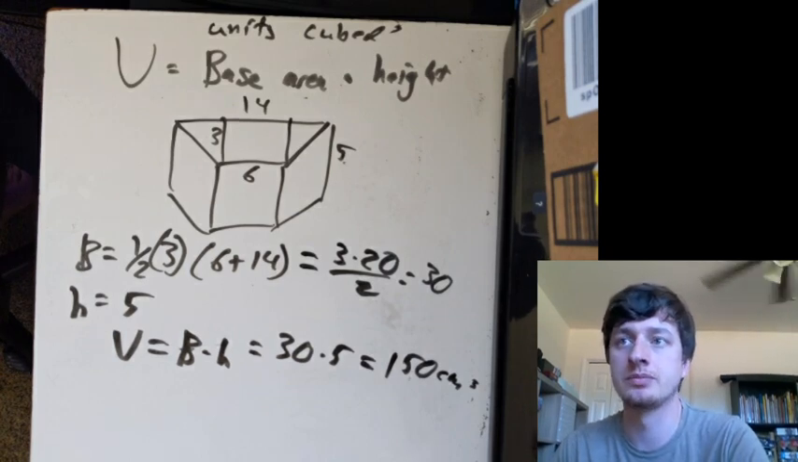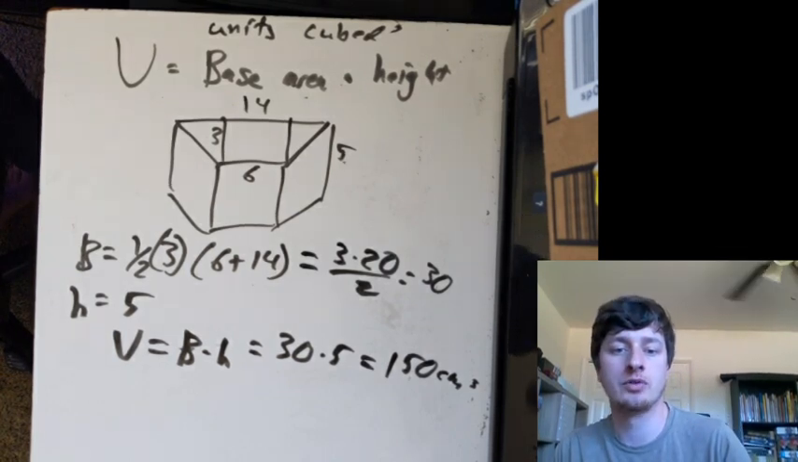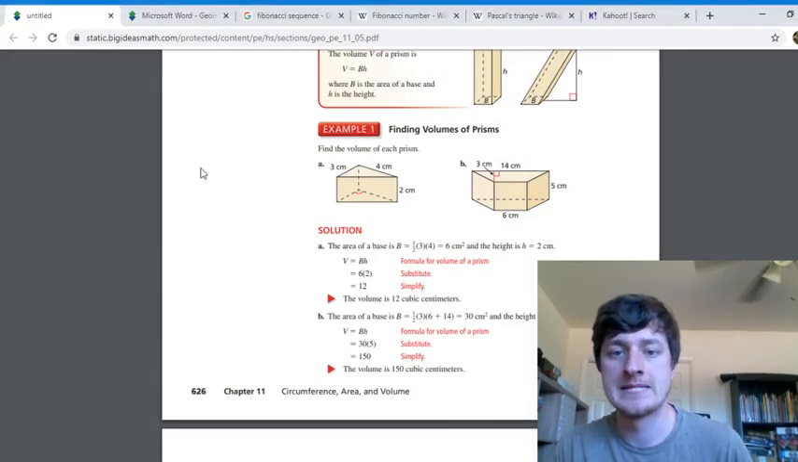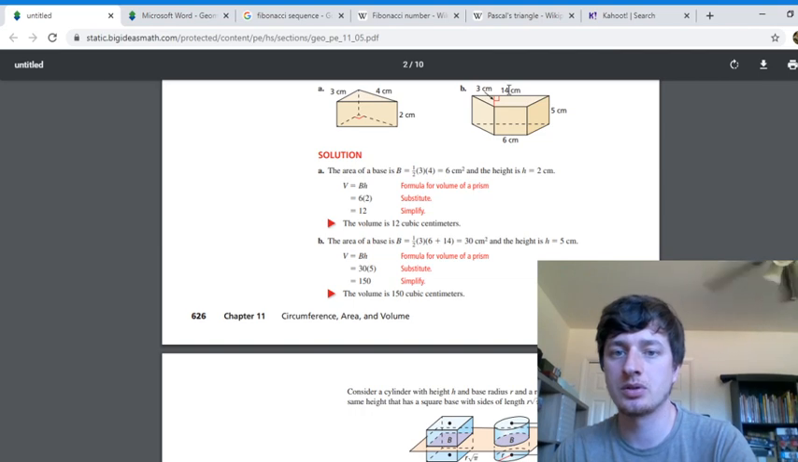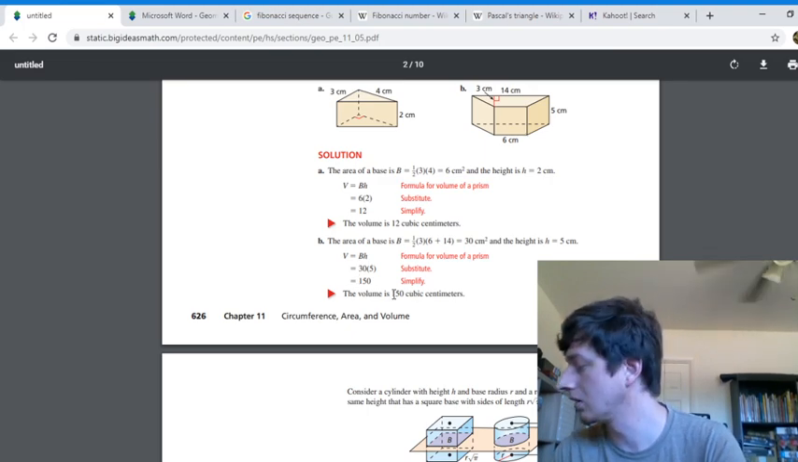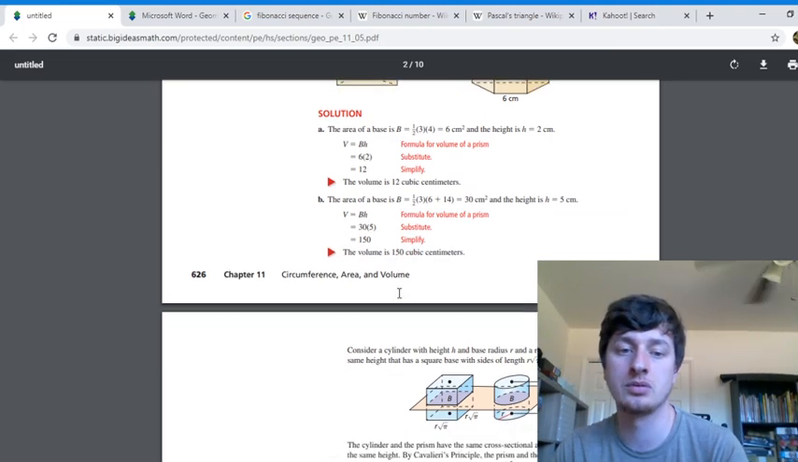Okay. And so that's what we're doing. We're finding the volume. And if you look back here, that's what we get in the textbook. So we took the base and the height. It's 30 centimeters squared for this trapezoid here, and then the height is 5. We'll multiply that, and we get the total volume of the prism.